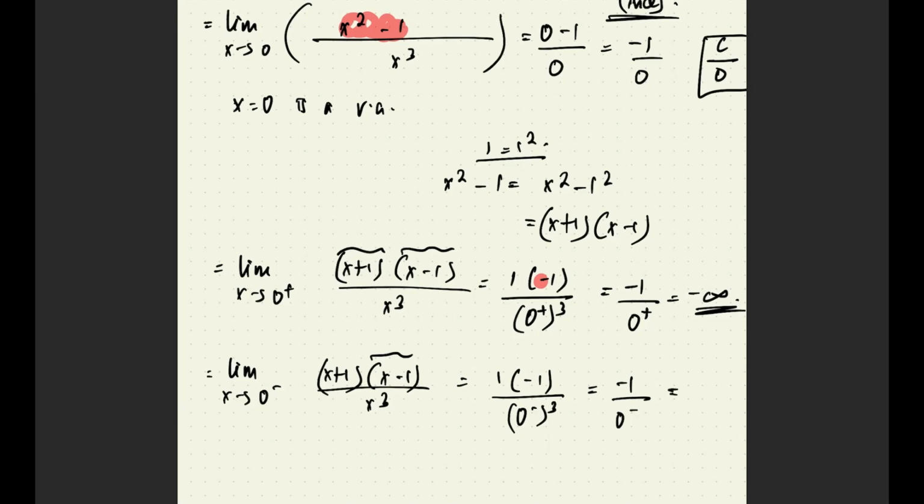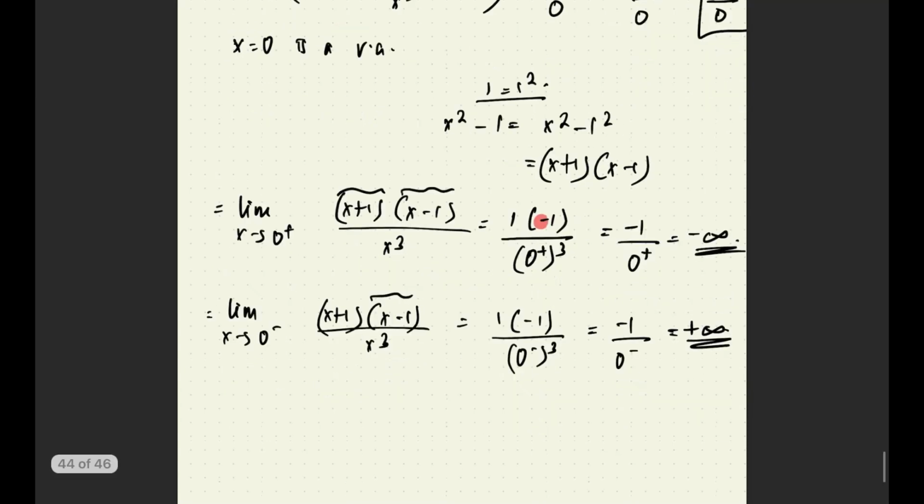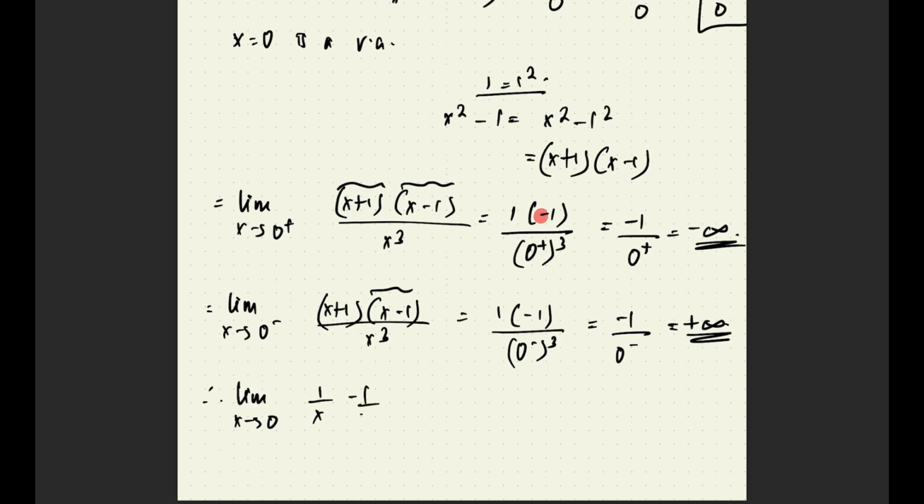And hence, this means that the limit as x approaches 0 from the left hand side is going to be positive infinity. Now, since the one-sided limits do not equal each other, the overall limit as x approaches 0 of our function does not exist, and x equals 0 is a vertical asymptote.